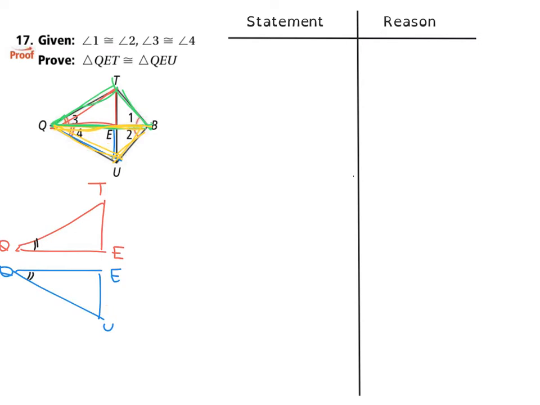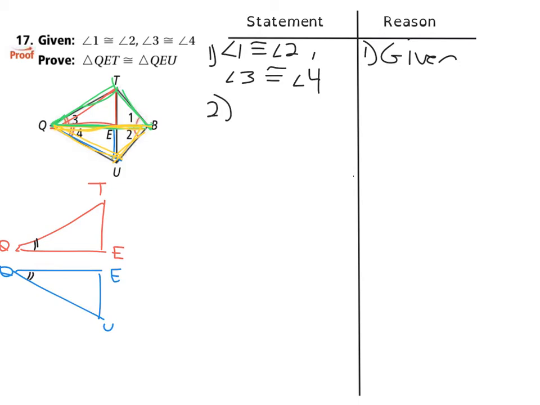Okay, so how are we going to write it? Let's first start by saying 1. What do we know? We know that angle 1 is congruent to angle 2, and angle 3 is congruent to angle 4. Given information, given. Okay. From there, we can continue on.